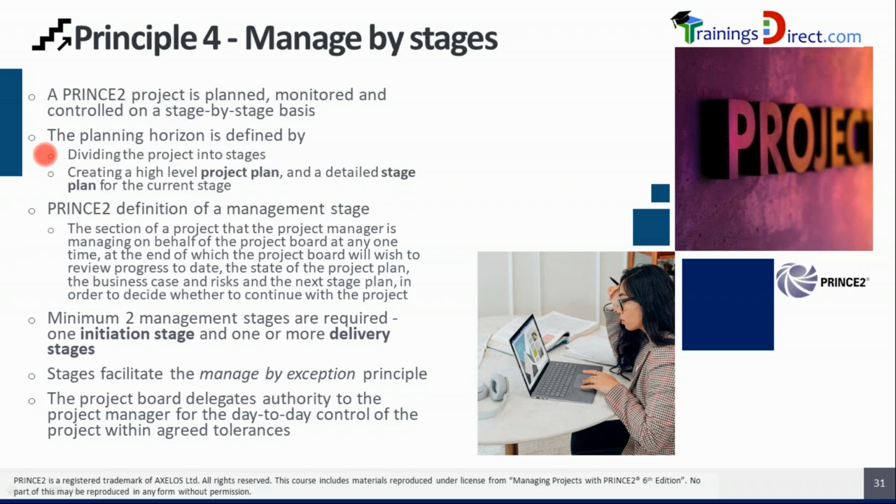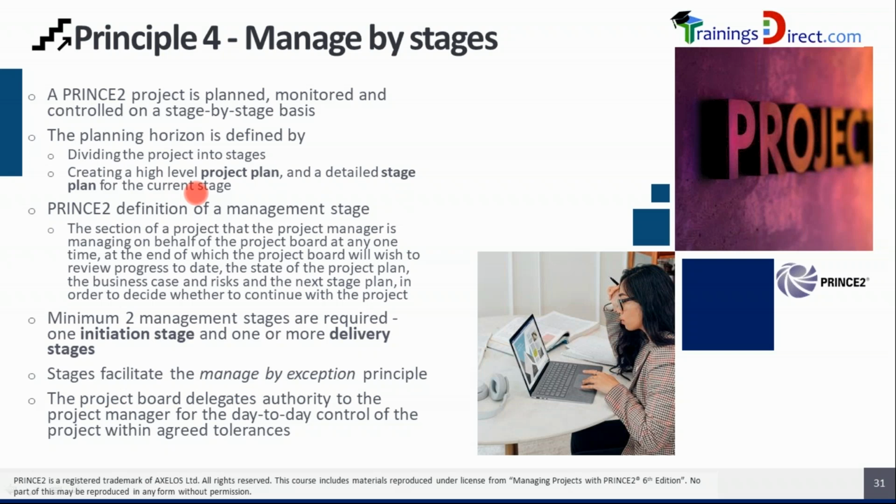So if you have project with a 3-month stage, the planning horizon is 3 months. If a project stage or a phase is 6 months long, it has a planning horizon of 6 months. The second thing about this distance for planning is by creating a high-level project plan. So if the entire project is running for 1 year, then we will have a project plan for that 1 year. However, within that 1-year plan, there will also be detailed stage level plans for the current stage, meaning there will be a detailed plan for stage 1, detailed plan for stage 2, detailed plan for stage 3, if that 1-year project has 3 stages.